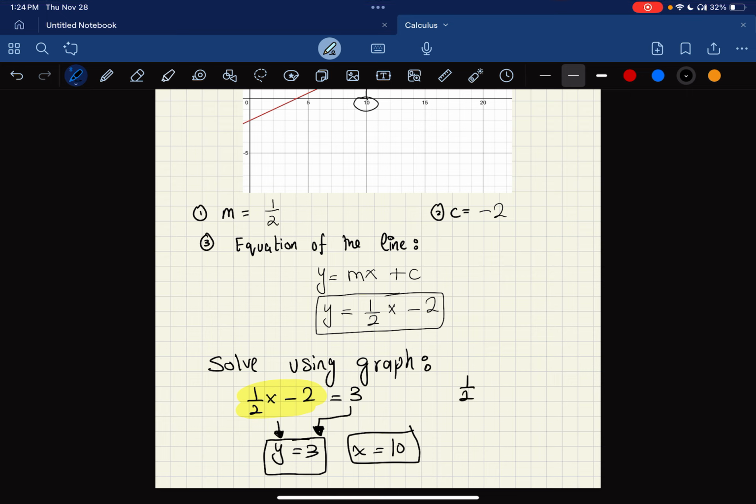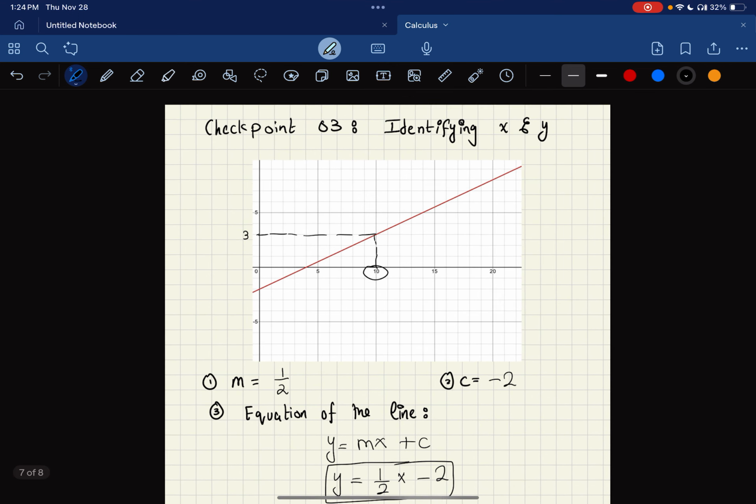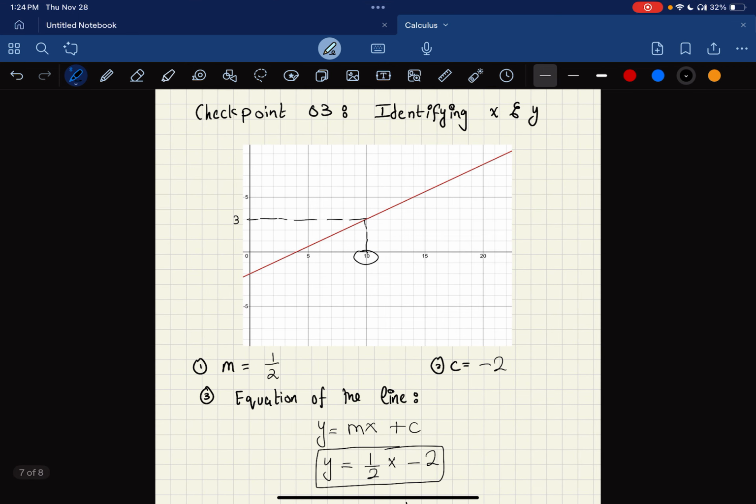So let's say you have 1 over 2x minus 2 is equal to, let's say, 5. Okay, now again, what does that mean? This whole thing is our equation of the line, which is again represented by y. So what they are asking you is simply, when is your y equal to 5, what is the value of x at that point? Okay, so again we will go back to the graph, see where y is equal to 5, and look at the corresponding value of x, which is going to be 14 over here.